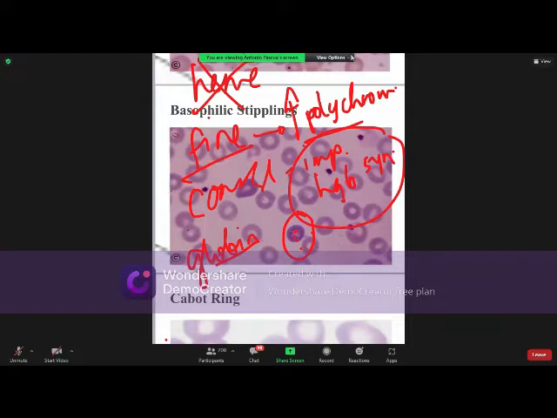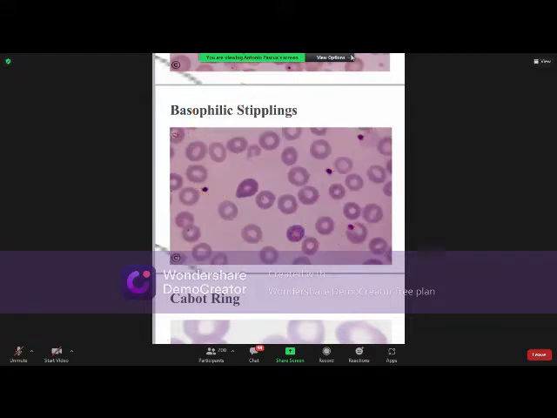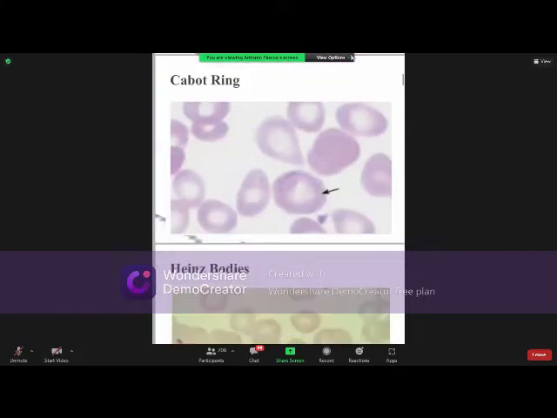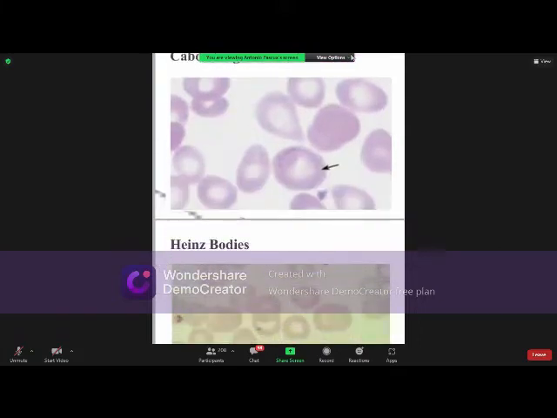Okay. So again, with basophilic stippling, you can see this in lead poisoning, sometimes even thalassemia, or even in certain enzyme deficiencies related to the formation of your heme. Okay? Then, the next one here, can you see the circle at the arrow on your monitor or screen? Yes, po. So you call it a Cabot ring. Obviously, due to its appearance, right? Cabot ring.